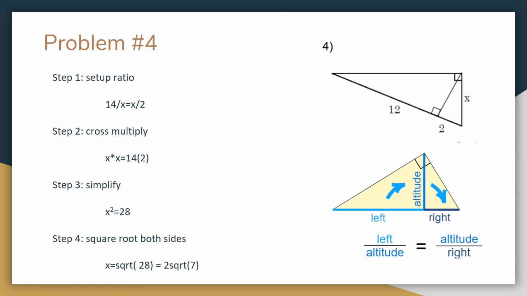28. So I can simplify it to be 2 times the square root of 7, or you can just simply leave it as square root of 28 for my class right now.